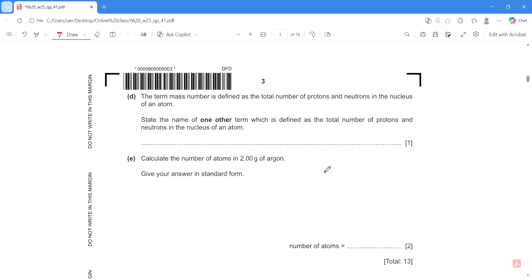Okay. Next question, still name other term, define the total number of protons and neutrons. Easy peasy. So this is called nucleon number.